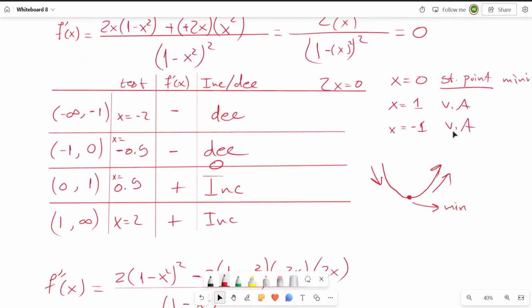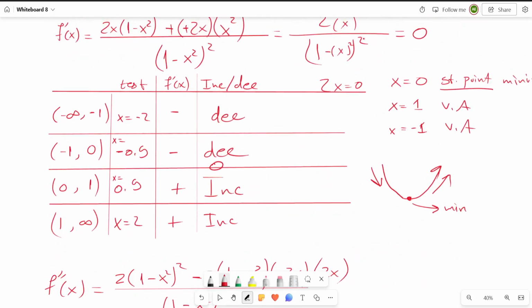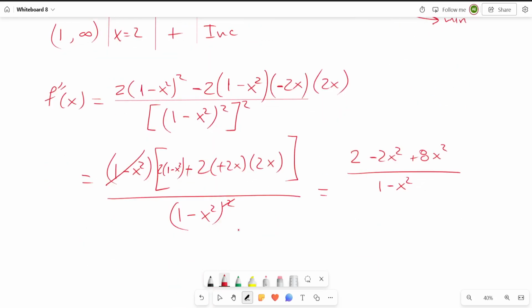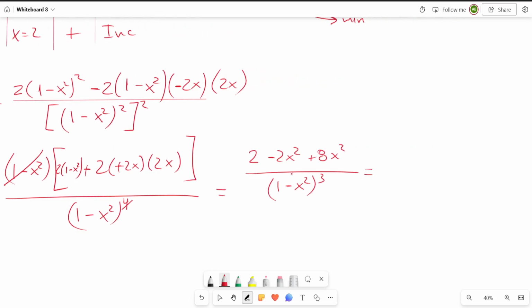And this over here, the denominator is 1 minus x squared to the power of 2. So when I do the quotient rule, I should also raise this to the power of 2 over here. So this is going to be power 4. And when I cancel 1, it's going to be to the power of 3. So simplifying this is going to be 2 minus 2x squared plus 8x squared, which is basically 2 plus 6x squared, over 1 minus x squared power 3. So this is our second derivative over here.